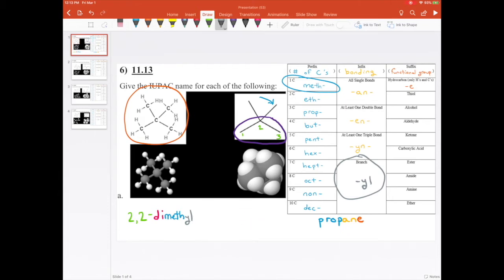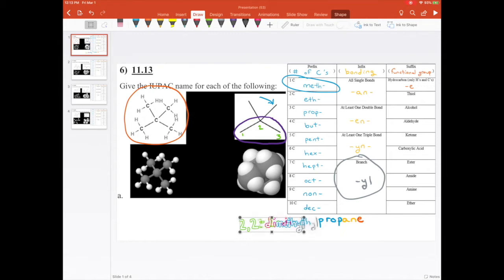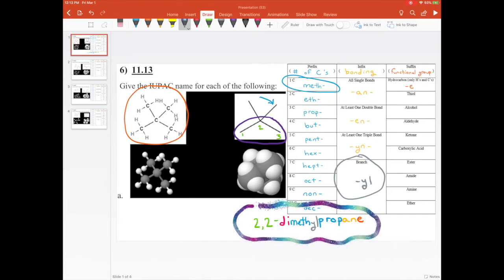So now we have 2 pieces to our puzzle. We have 2,2-dimethyl, and we have propane. The backbone always comes last, so you'll put the name of the branch, or the branches, 2,2-dimethyl, in front of the backbone. And the name for the whole molecule is 2,2-dimethylpropane.